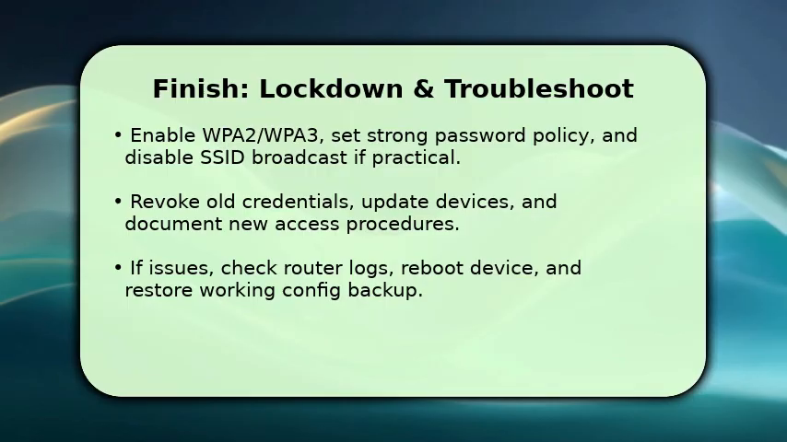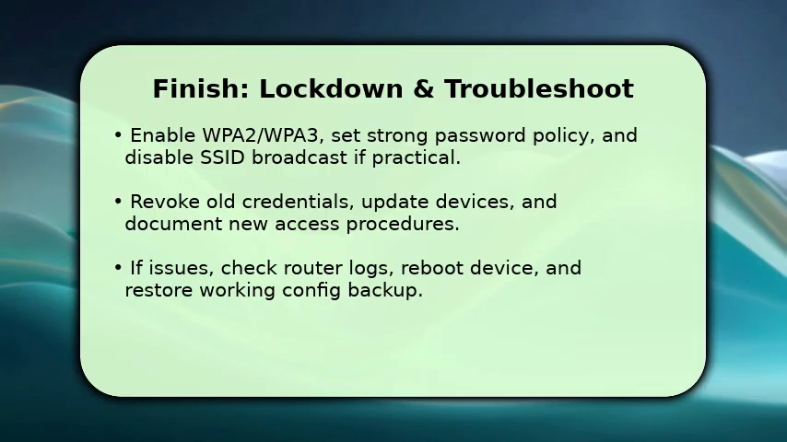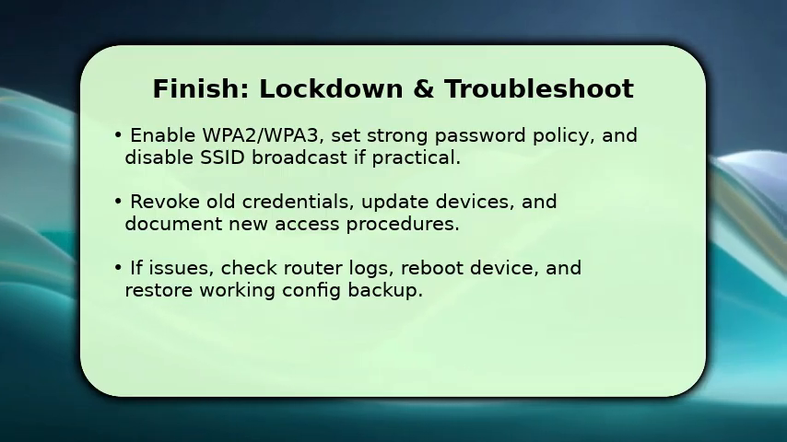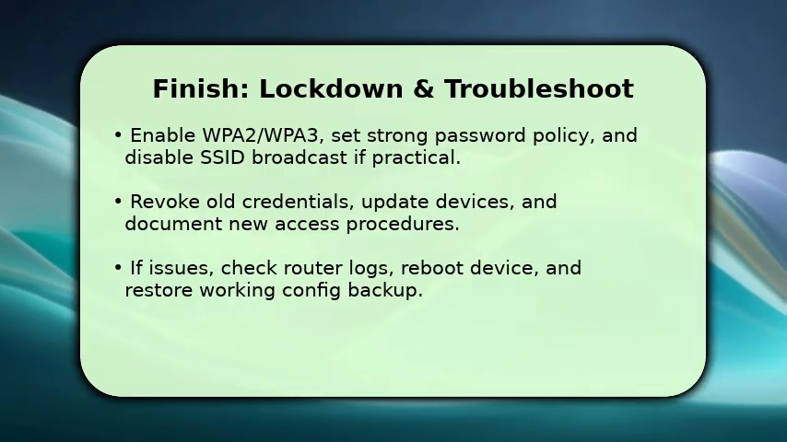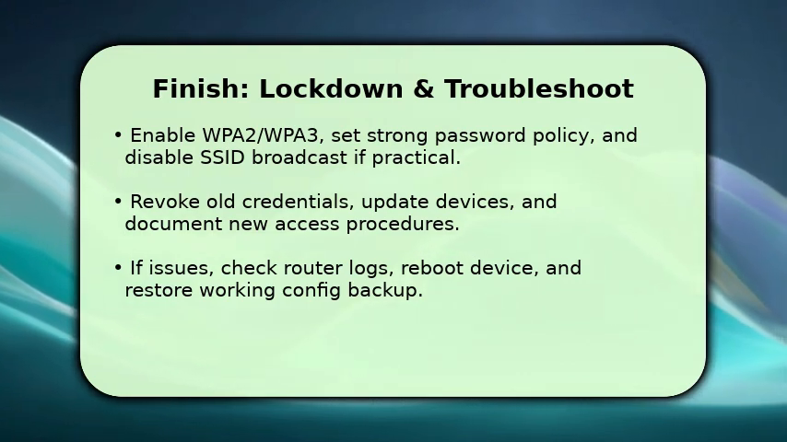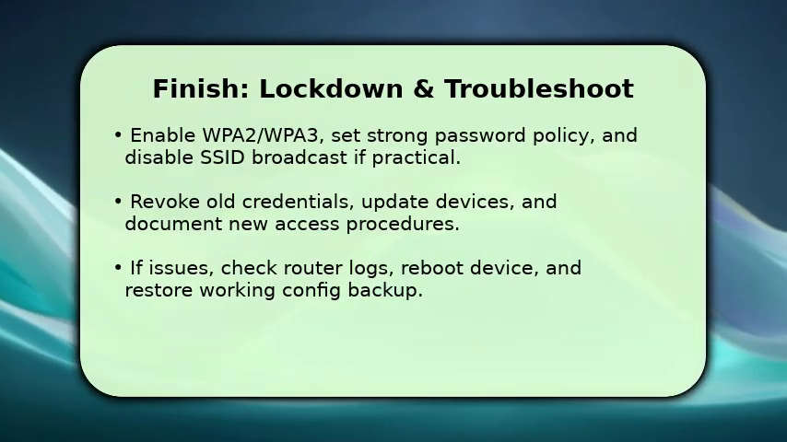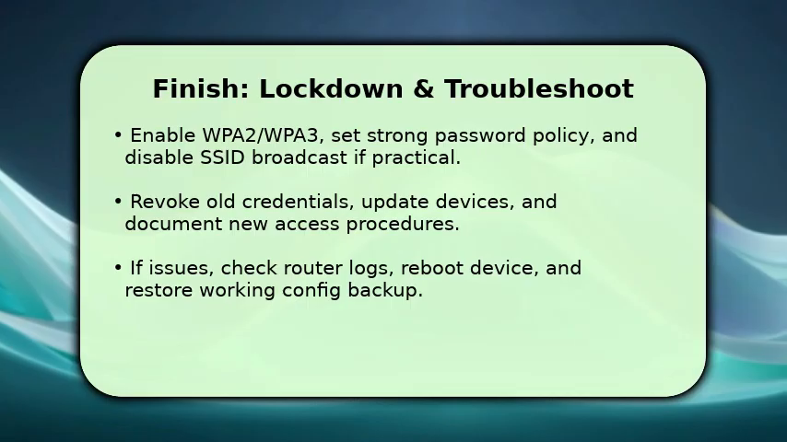Update all authorized devices with the new QR or manual settings, and keep a documented, minimal distribution process. If something goes wrong, check router logs for failed attempts. Reboot the router, and if necessary, restore from a recent config backup. That single troubleshooting step usually resolves misconfigurations.